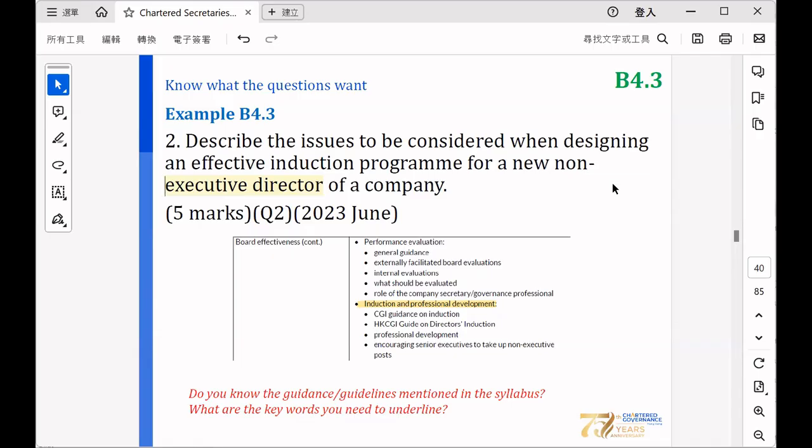One common sense answer would be that you don't want to overload the NED with an induction program which runs for 5 hours, 6 hours, 8 hours. You could spread out the time. You don't want to overload the NED, because if they are overloaded, they can't take in any of the things in the induction program.